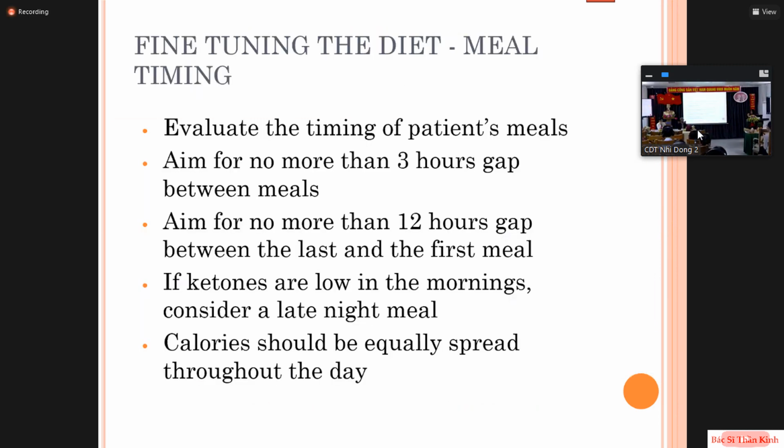Fine-tuning the diet. Now, next is the meal timing. So we have to evaluate the timing of the patient's meals. Aim for no more than 3 hours gap between the meals. Aim for no more than 12 hours gap between the last and the first meal. If the ketones are low in the morning, consider a late night meal, and calories should be equally spread throughout the day.